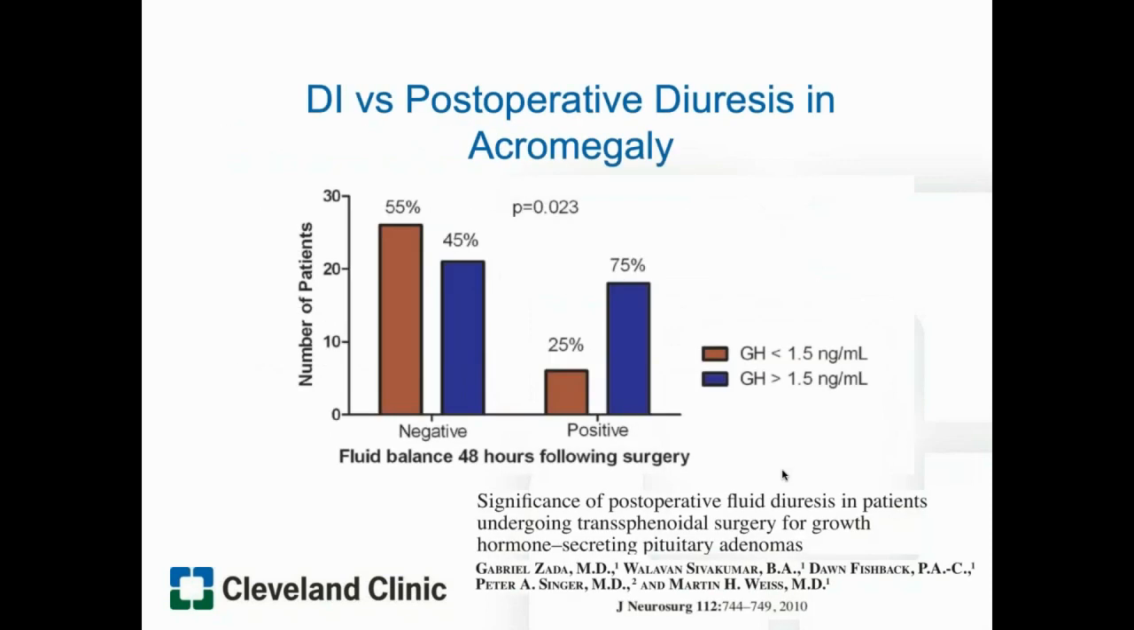This was a study that looked at patients who had acromegaly, and the ones who had a successful drop in their GH level tended to diurese much more commonly, and that did not necessarily mean they were having diabetes insipidus.